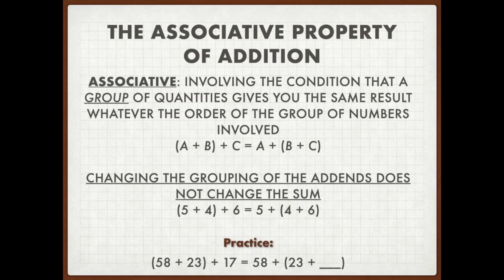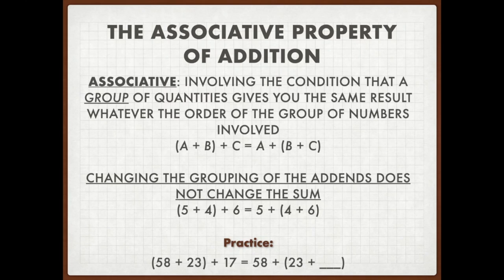The second type of addition property we're going to focus on is the associative property. This involves the basic condition or focus of groups of quantities. So a grouping, as you're going to see in a little bit, is going to be separated by parentheses. So the group of quantities gives you the same result, whatever the order. And whatever the order of the grouping of numbers is, it really doesn't matter.